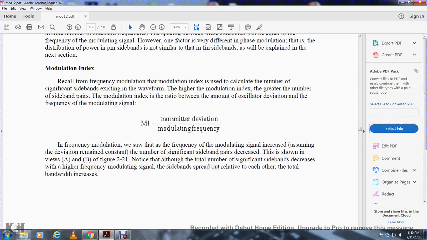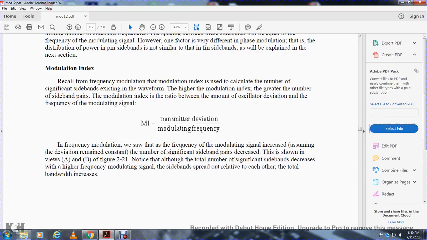Now, the modulation index. Recall that in frequency modulation, the modulation index is used to calculate the number of significant sidebands in the waveform. The higher the modulation index, the greater the number of sidebands. The modulation index is the ratio between the amount of oscillator frequency deviation and the modulation frequency. The modulation index is equal to the transmitter deviation over the modulation frequency.